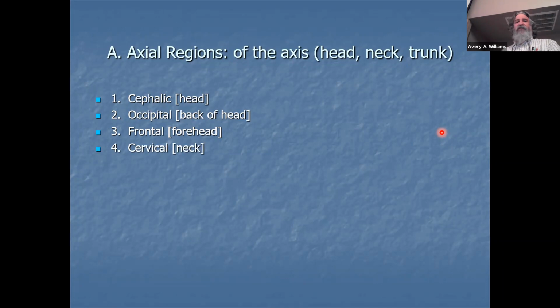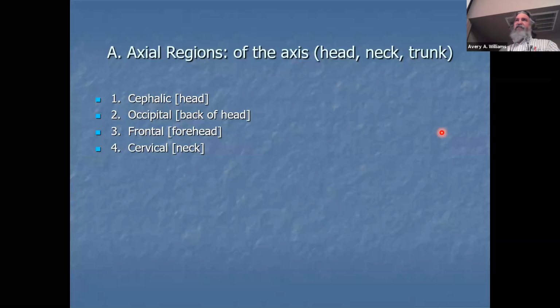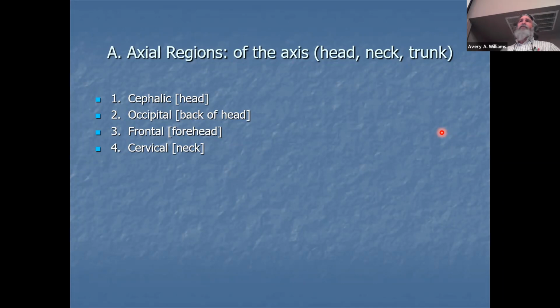Cervical is an adjective. The noun would be cervix, C-E-R-V-I-X, cervix. So what's my cervix? I thought that's a female anatomical structure. It is, but that's specifically the neck of the uterus.